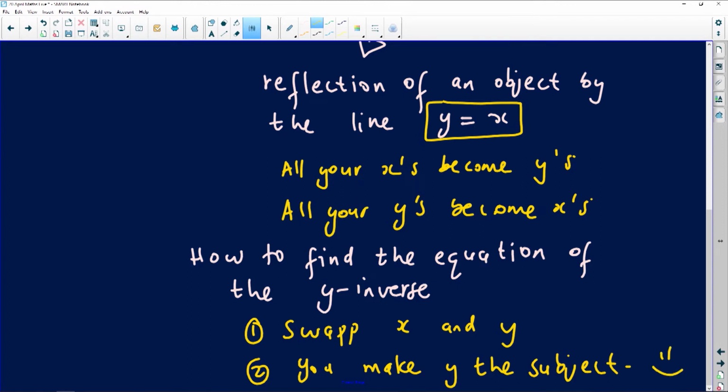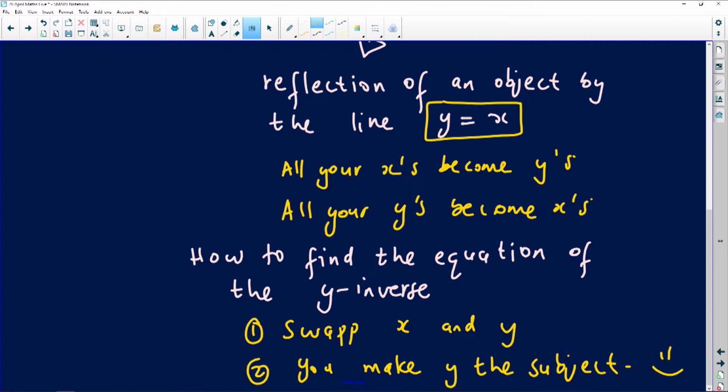I'm essentially saying the same thing twice here. I said all your x's become y's, and all your y's become your x's, because that's what you normally get when you reflect any object by the line y equals x, right? So in order to find the equation of the inverse, you will always swap your x's and y's. Wherever you see x, you put y, and wherever you see y, you put x, and then after that, you try to make y the subject of the formula, right?